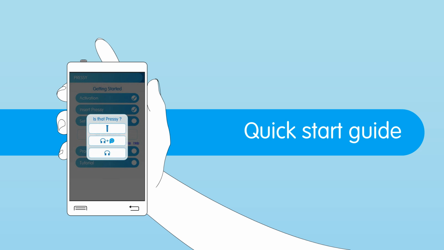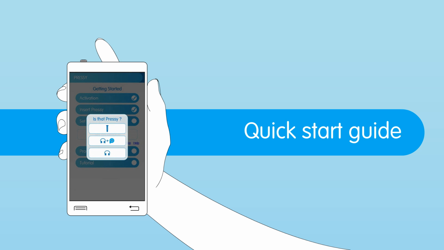From now on, every time you insert Pressy into the headset jack, a pop-up will ask you to choose from three different options. The first option is Pressy. The second option is a headset with a media button on it that can be used as Pressy. And the third option is a regular headset, in which case Pressy will be disabled.